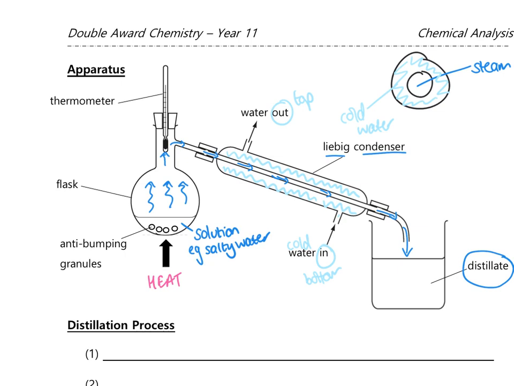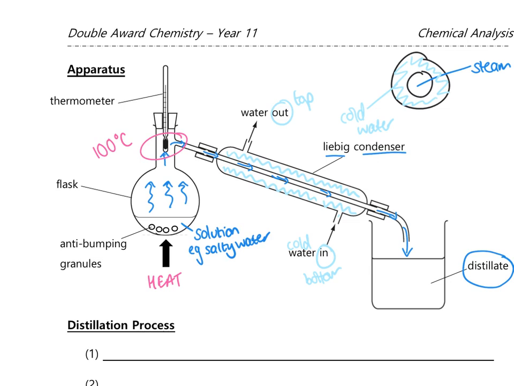So let's run that through quickly again. We heat the solution, the water will evaporate. The temperature on the thermometer as the steam is passing into the condenser will read 100 degrees C, because that is the boiling point of water. So that thermometer is there to tell us the boiling point of the gas that is separating off at that point. So the steam then passes into the condenser.